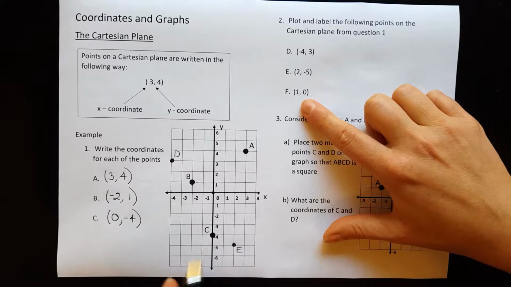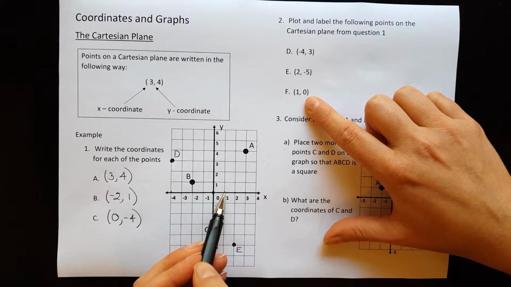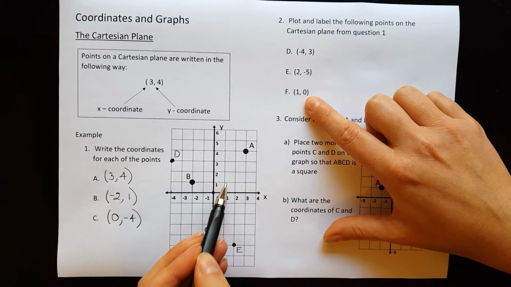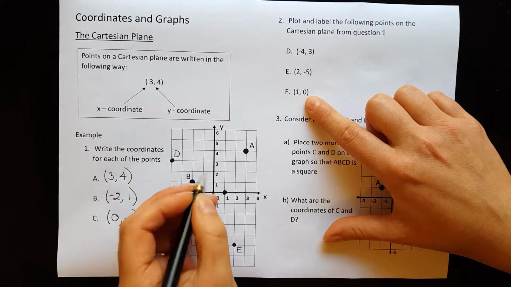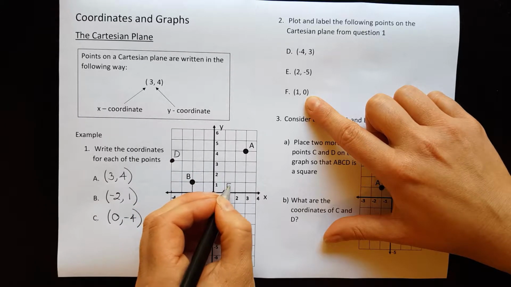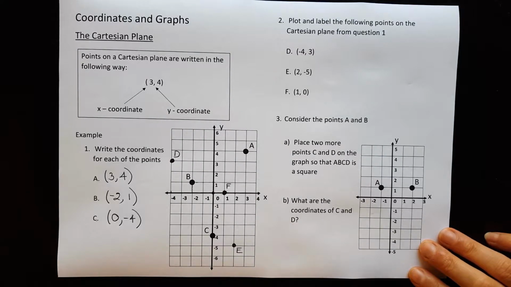And F. The x value is 1, which is here. And the y value is 0, which means we don't go up or down. We're right here on the x-axis. Put a circle and label it with an F. All right, that's finished question 2.